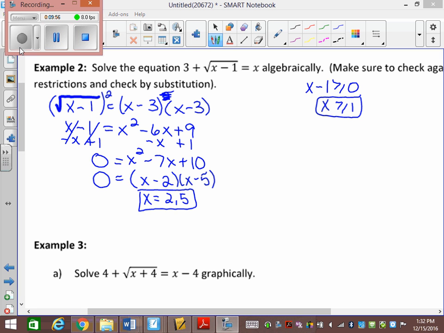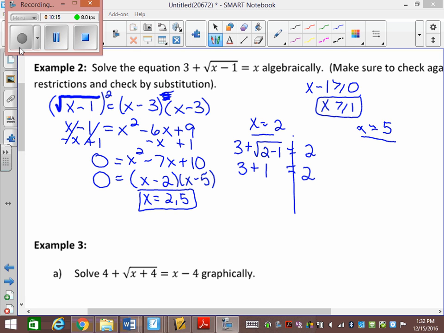So I'm going to check it this way. x equals 2, x equals 5. Remember, when you check, left side stays on the left side, right stays on the right. They don't cross. 3 plus 1 equals 2. 4 equals 2. Is that true? No. So even though it sometimes passes the restriction, it doesn't actually still work. Okay?